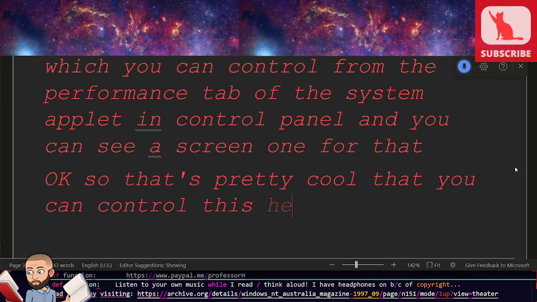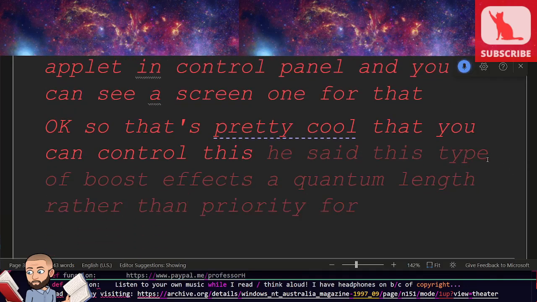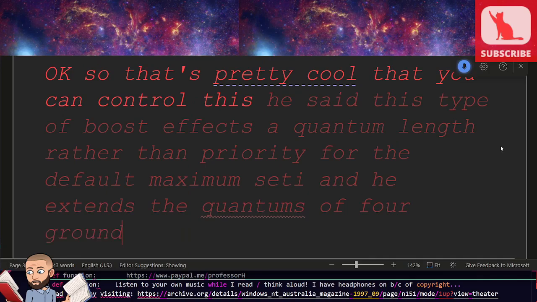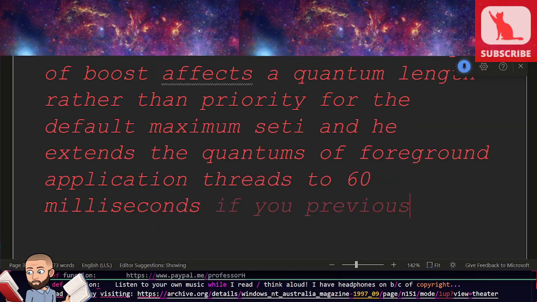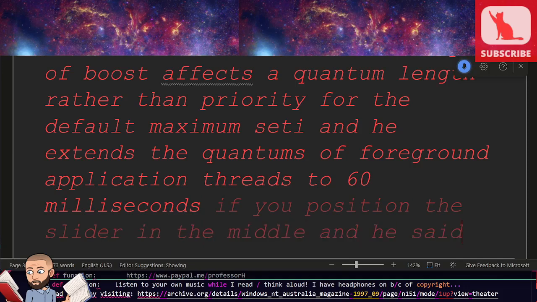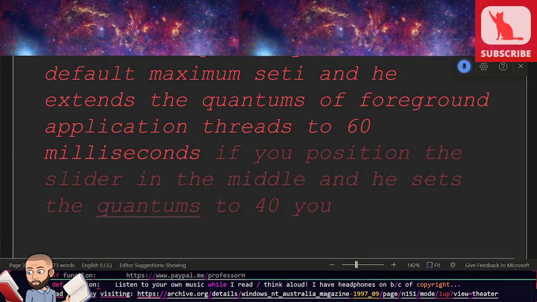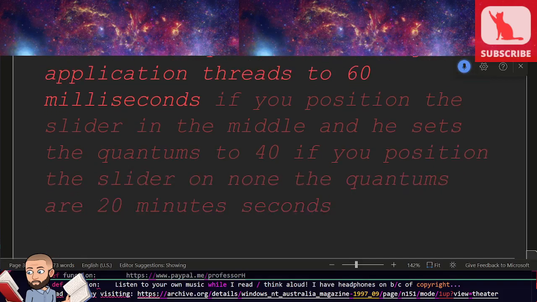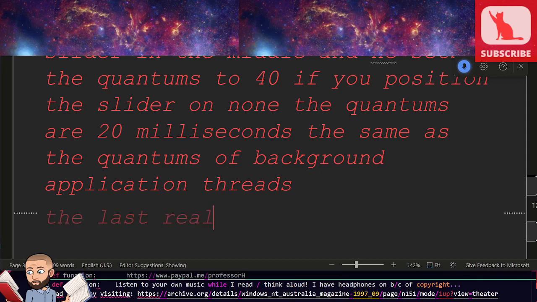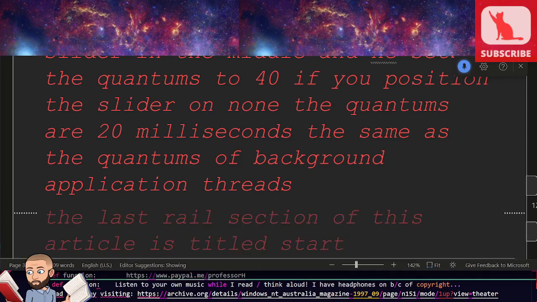He said this type of boost affects a quantum length rather than priority. For the default maximum setting, NT extends the quantums of foreground application threads to 60 milliseconds. If you position the slider in the middle, NT sets the quantums to 40. If you position the slider on none, the quantums are 20 milliseconds, the same as the quantums of background application threads. The last real section of this article is titled Starvation Prevention.